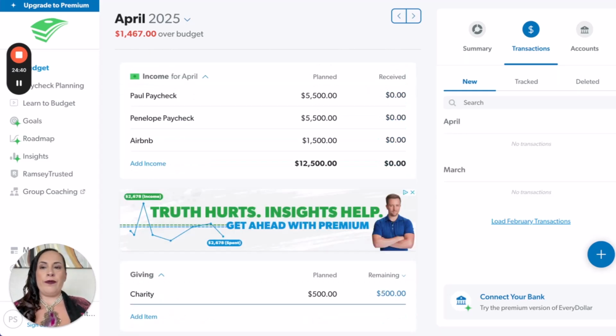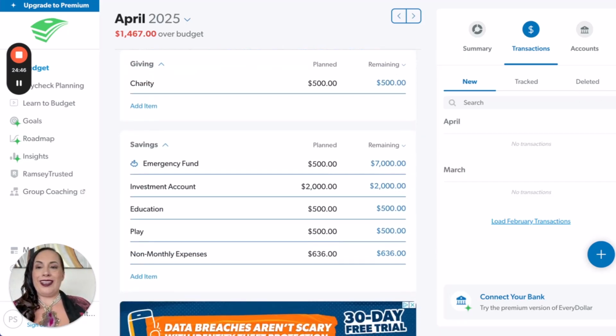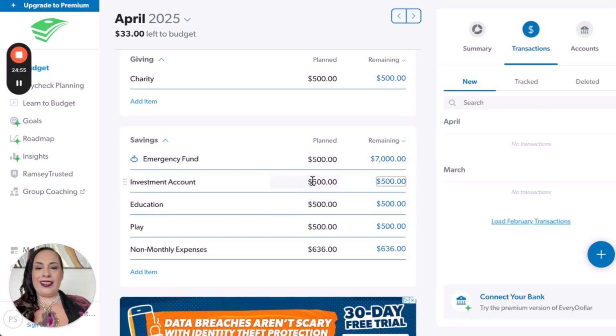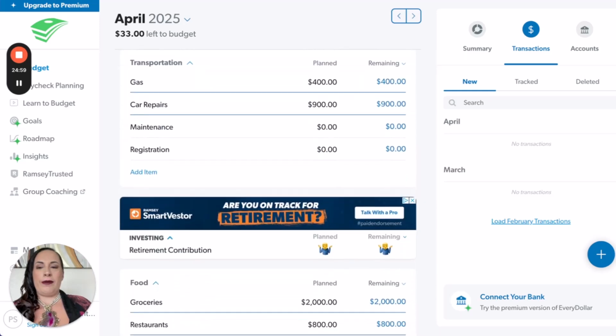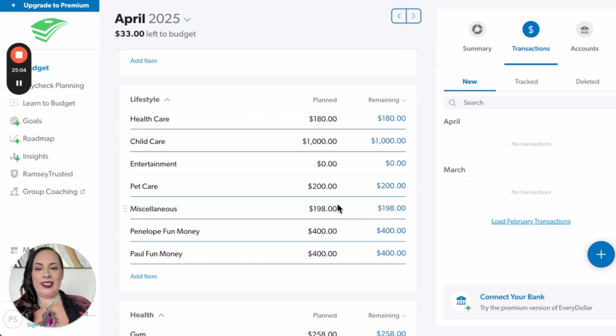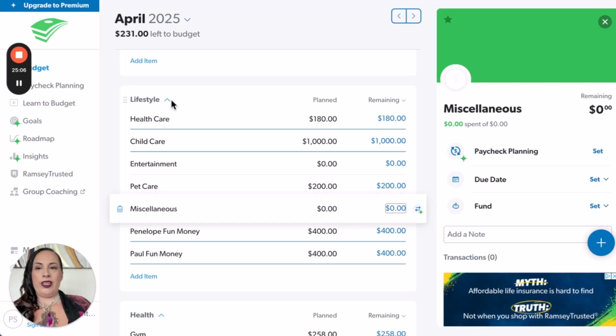So the goal inside EveryDollar is to give every dollar an assignment or a name before the month begins, and you can see if you're over or under. And what you want to do is get to the point where it says it's an EveryDollar budget, right? So I adjusted that investment account. We have $33 left to budget. I'm going to go put that in miscellaneous. So I'm just going to zero it out. So we have $231 left to budget. So I'm going to put that in miscellaneous, and boom, it's an EveryDollar budget.